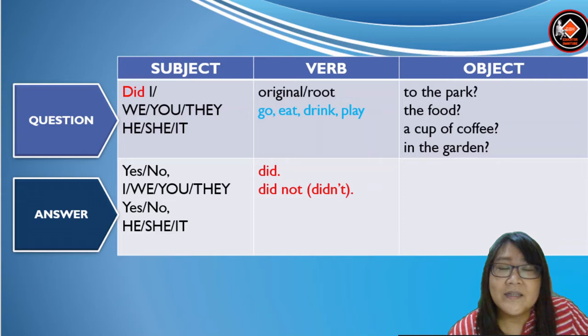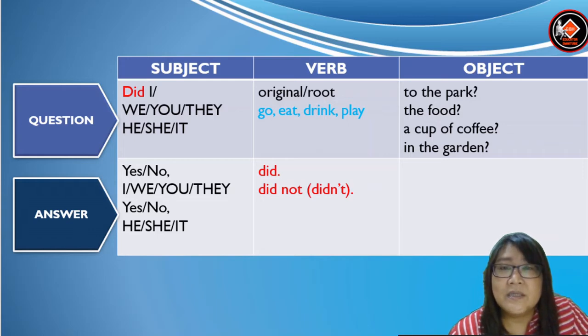Now let's look at the question for past simple. So here you must put did in front of the subject. Did I, did we, did you, did they, did he, did she, did it. So the verb is the original or the root verb. For example, you have here go, eat, drink, play.